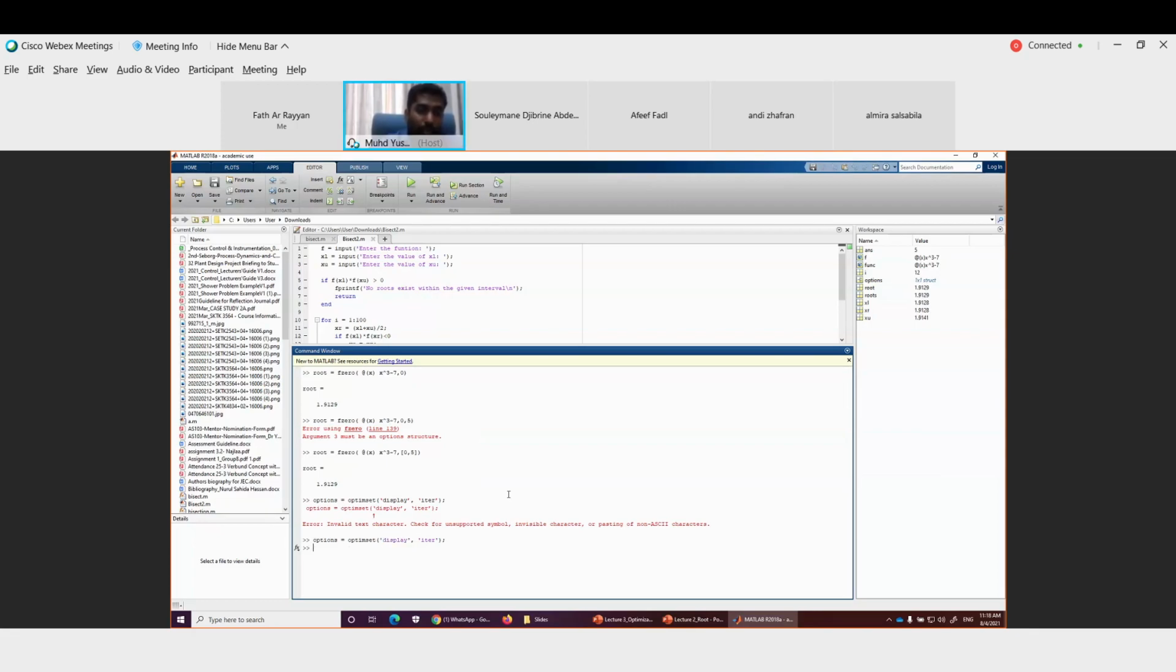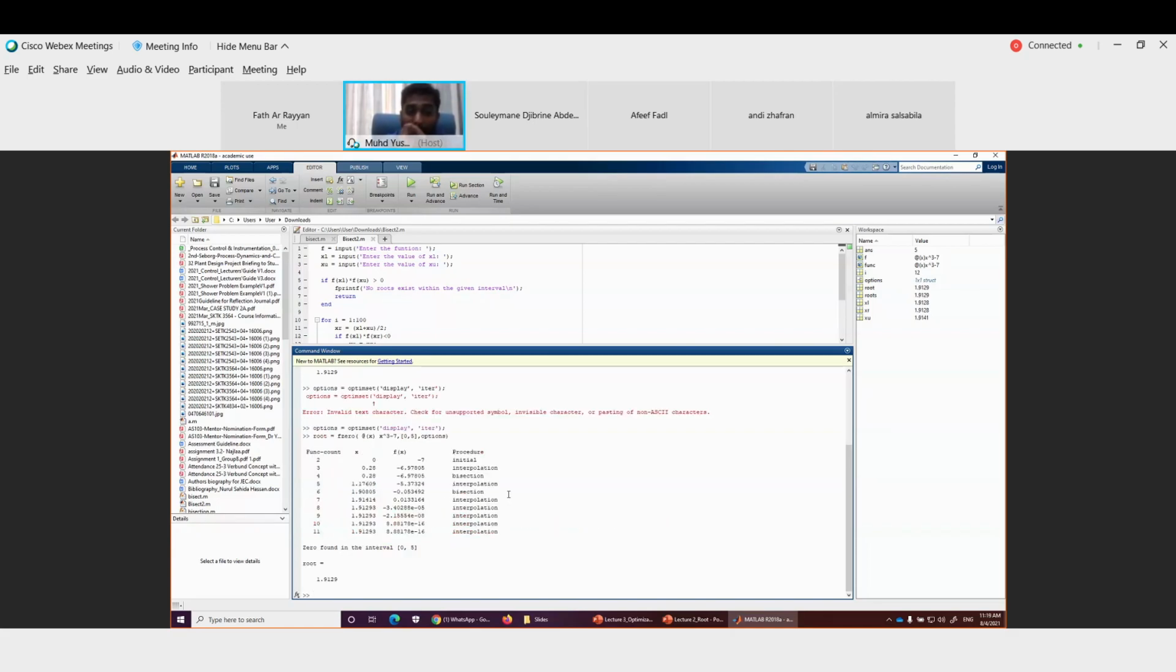Okay, so I've defined the option to be an option set to display the iteration. Now if I just use this root finding again, I just have to put options at the back. Okay, there you go. Then it will start to display each iteration that it takes in order for you to get the root of the equation. It also mentions whether it used the interpolation or the bisection method, because this one is a predefined function, so it just works on its own.